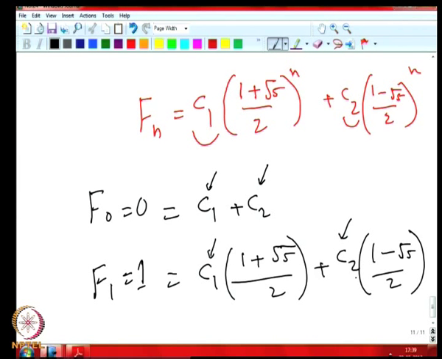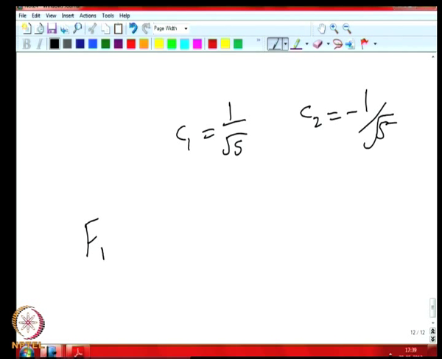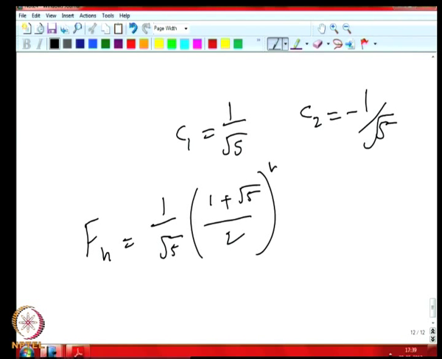So, you can try to solve it, and then we get C1 equal to 1 by root 5 and C2 is equal to minus 1 by root 5. I am not wasting time on solving it as such. So, finally, our formula will be Fn equal to 1 by root 5 into (1 plus root 5 by 2) whole power n minus 1 by root 5 into (1 minus root 5 by 2) whole power n.